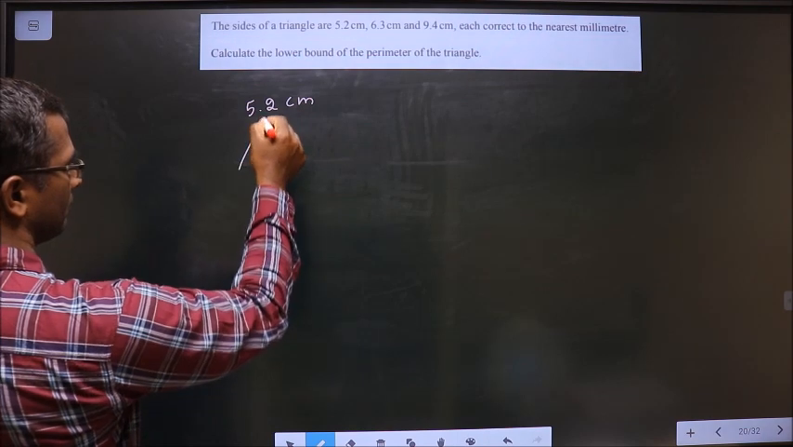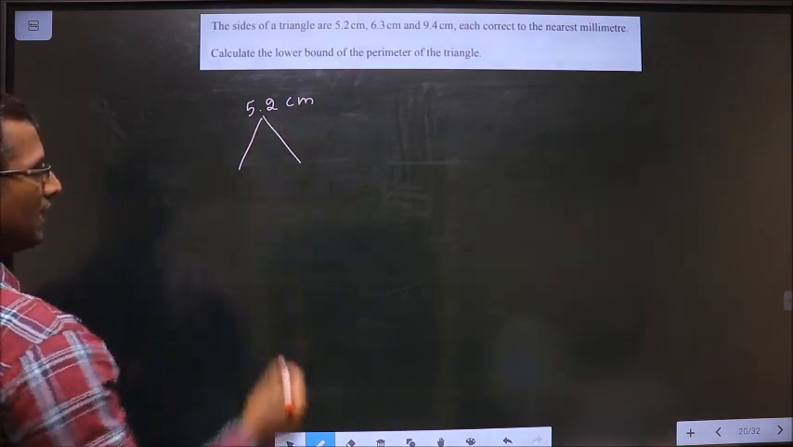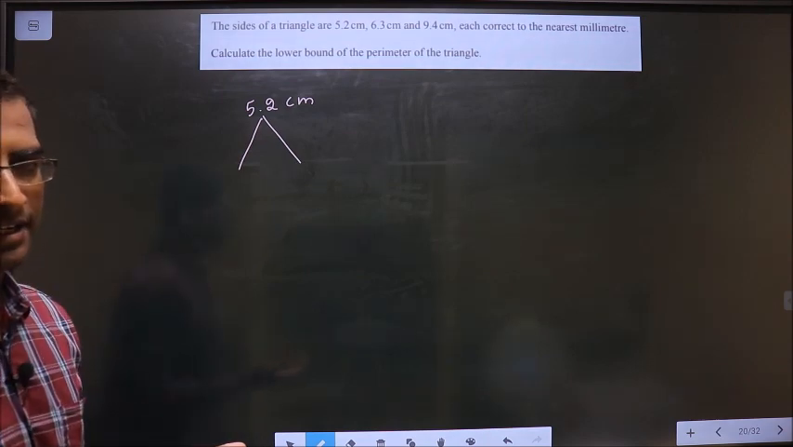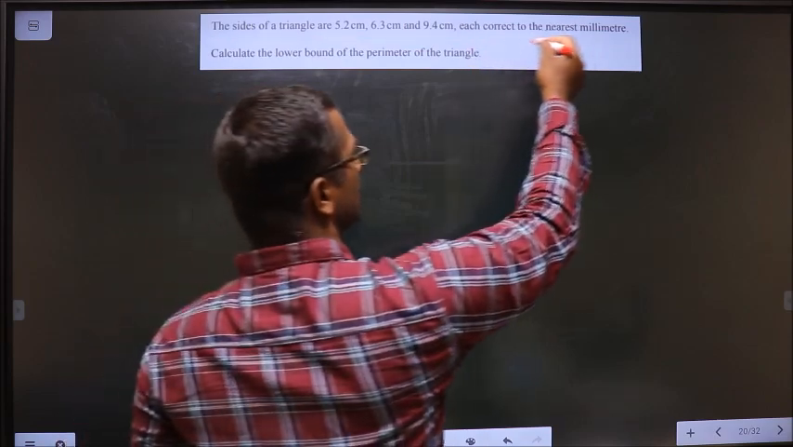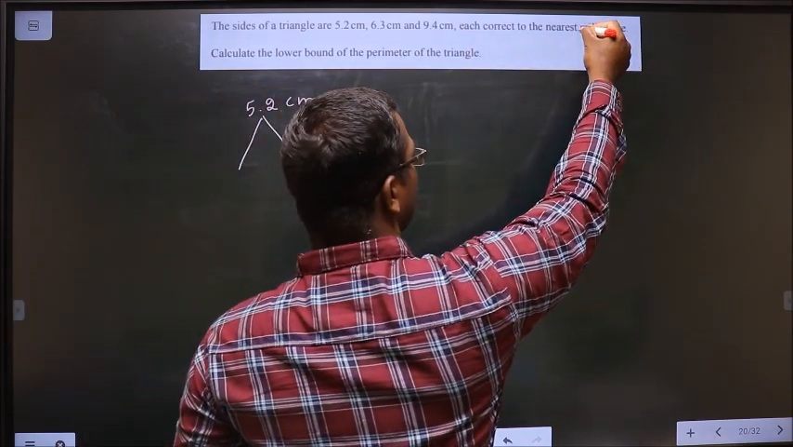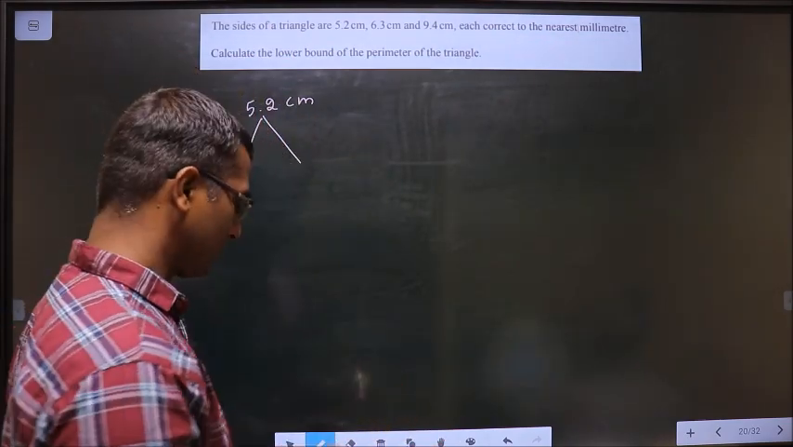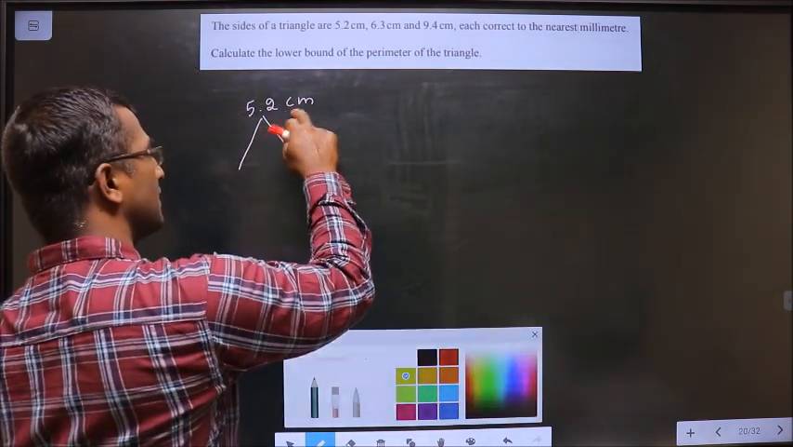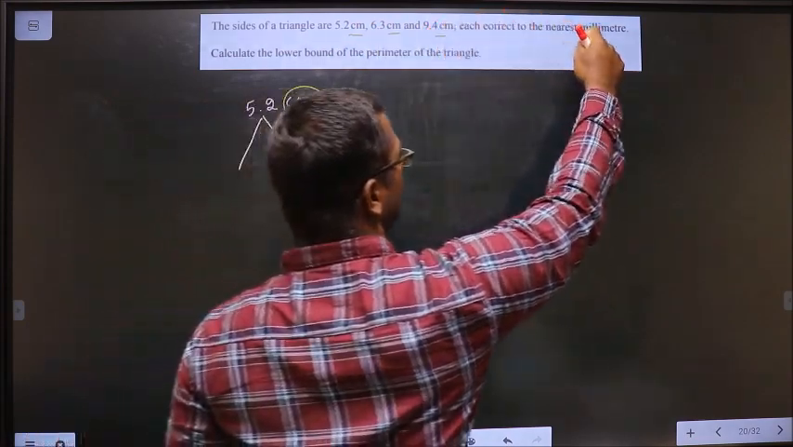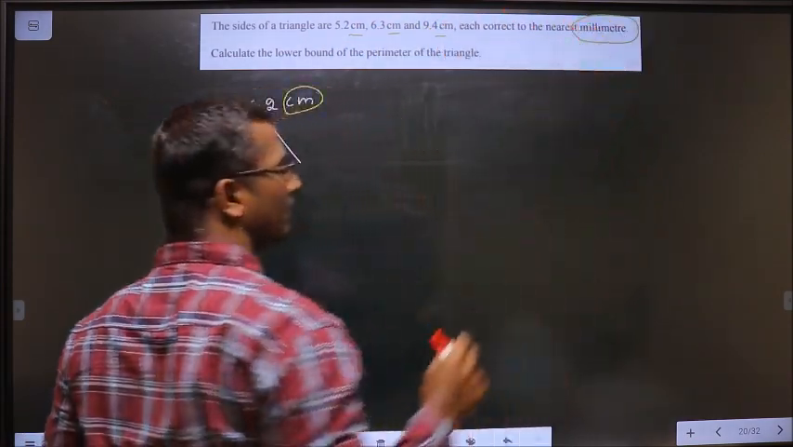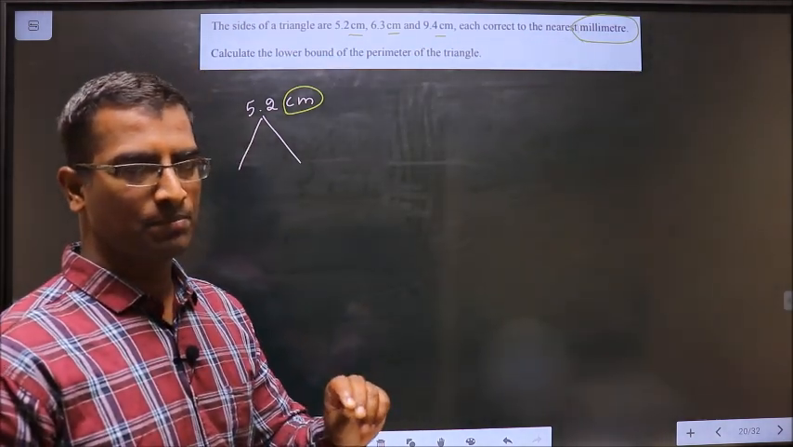Now what should I subtract and add to get lower and upper bound? How do we decide it? We decide in this way. See, it is correct to the nearest 1 millimeter. So here the catch is, this is in centimeters. All are given in centimeters and this is in millimeter. Basic step, the units have to be same.